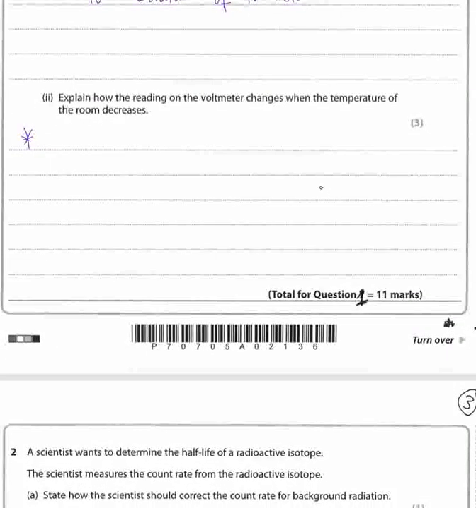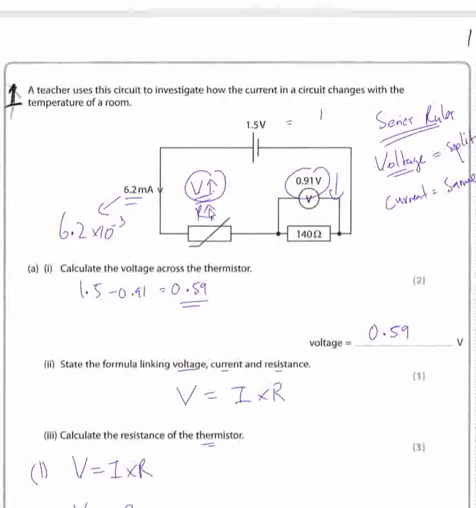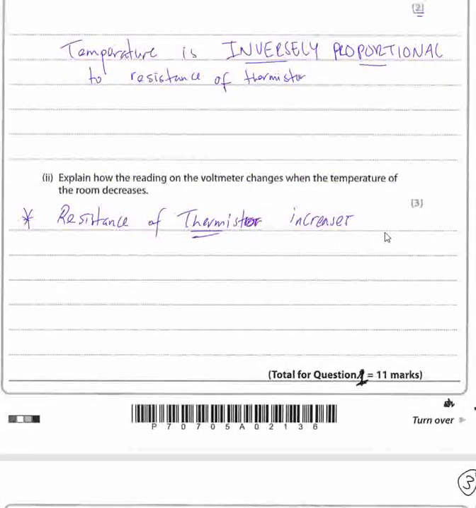So first of all, since temperature is decreasing, the resistance of the thermistor is going to increase. I need to say which resistance I'm talking about, because there are two here: one for the thermistor and one for the resistor. So this goes up. If this goes up, what's going to happen?